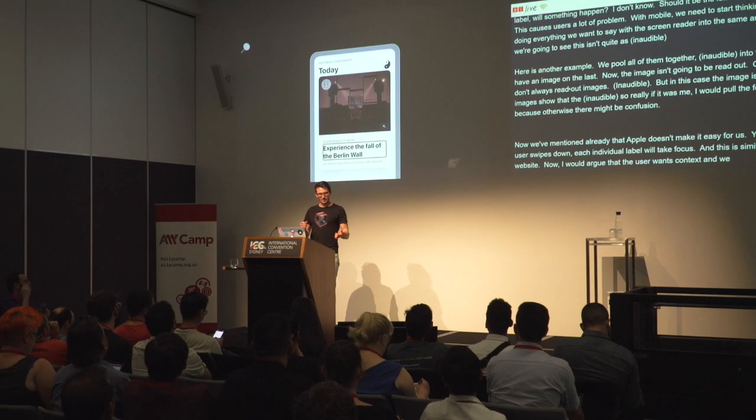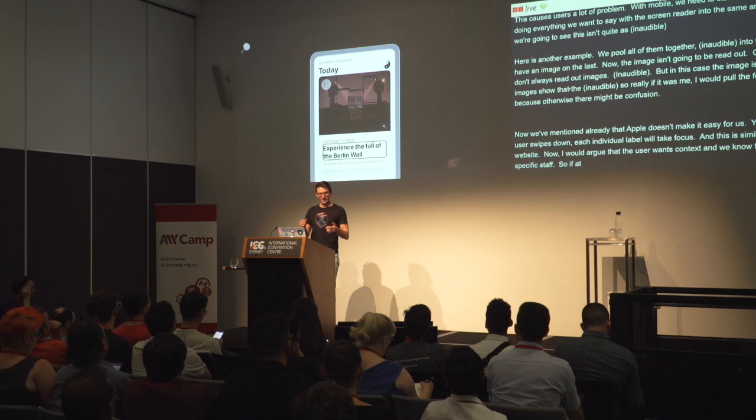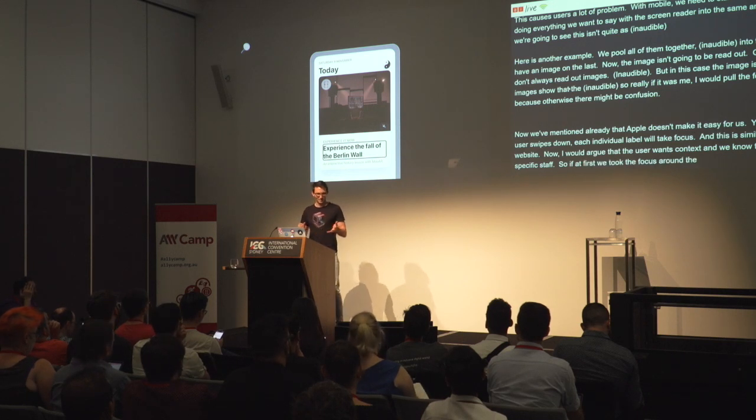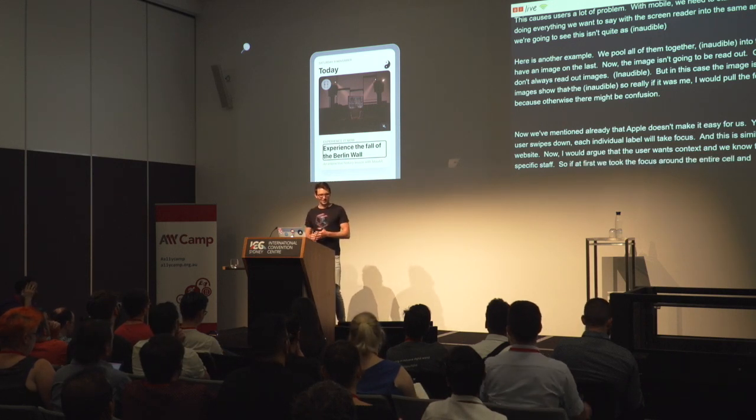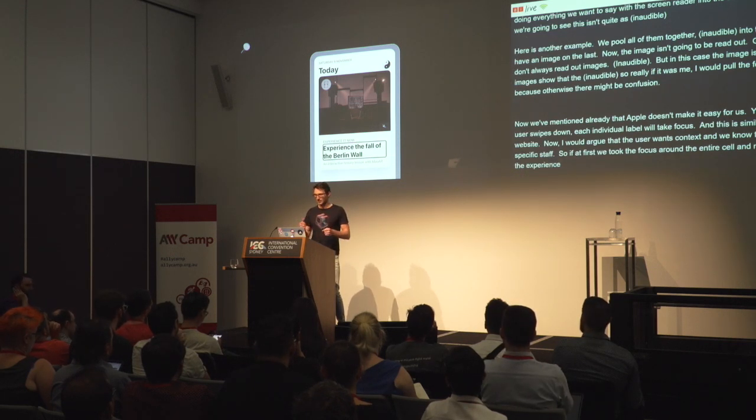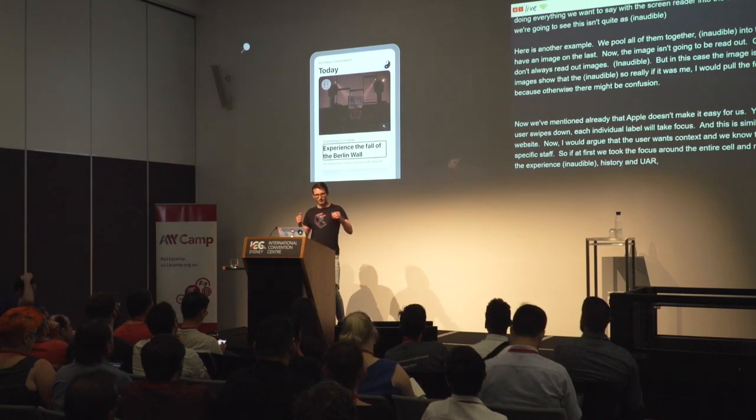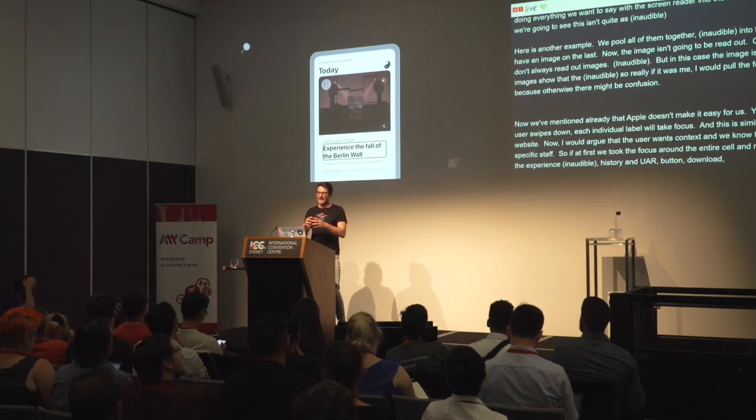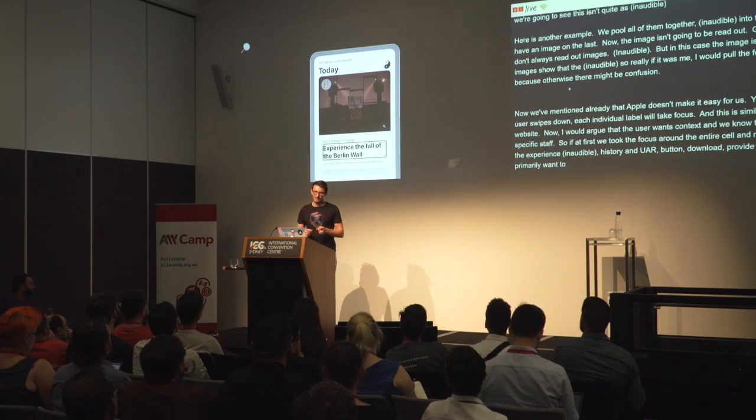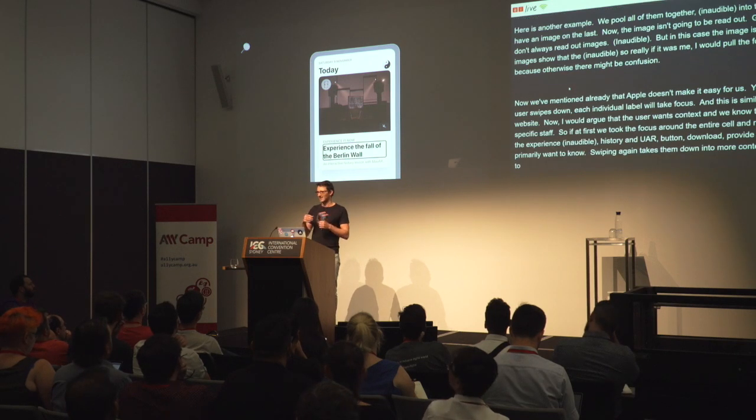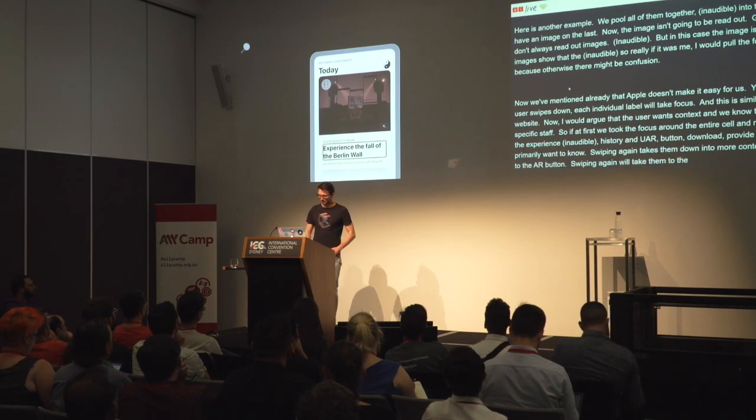So if first we took the focus around the entire cell and read out the information that was valid to them in it: "Experience it now, experience the fall of the Berlin Wall, an interactive history lesson with MAU AR, button, click to download," that would provide the user exactly what they primarily might want to know. Swiping again takes them down into more context of the cell. So that would take them to the AR button in the top left. Swiping again would take them to the volume button, because presumably, again, this is the least thing that they might want to do on this screen.